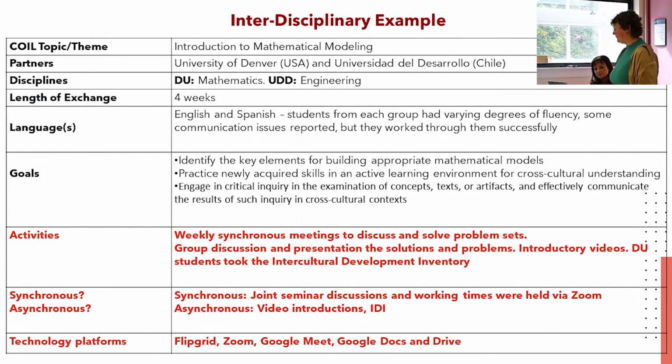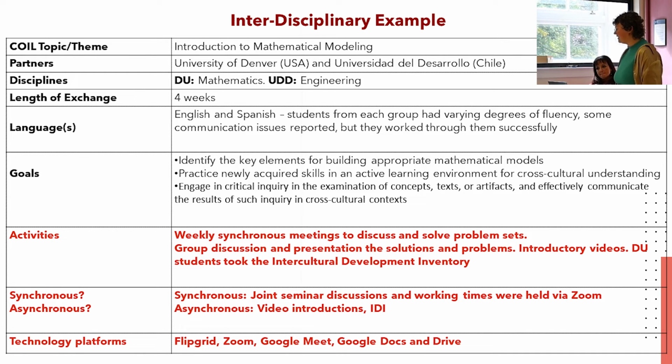This one is the University of Denver partnership with a university in Chile. It was a mathematics course partnered with an engineering course. It was a 4-week-long exchange. Students in both courses spoke English and Spanish from varying degrees of fluency. They did report some communication issues, but they were able to work through them successfully as the 4 weeks went on.